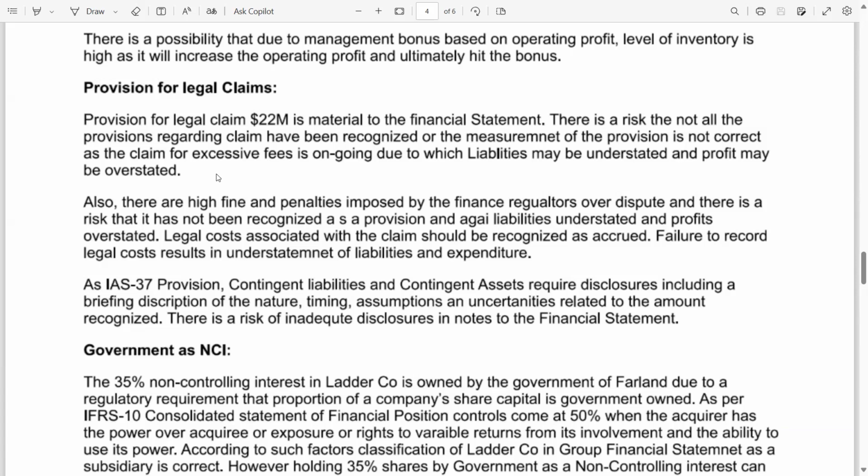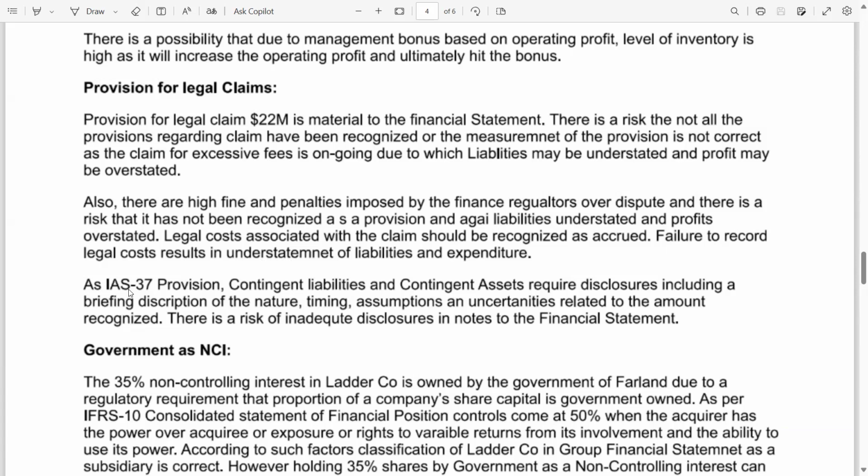There is a risk that not all the provisions regarding the claim have been recognized or the measurement of the provision is not correct, as the claim for excessive fees is ongoing, due to which liabilities may be understated and profit may be overstated. Also, there are high fines and penalties imposed by the finance regulators over the dispute, and there is a risk that it has not been recognized as a provision, and again liabilities understated and profits overstated. Legal costs associated with the claim should be recognized as accrued. Failure to record legal costs results in understatement of liabilities and expenditure.